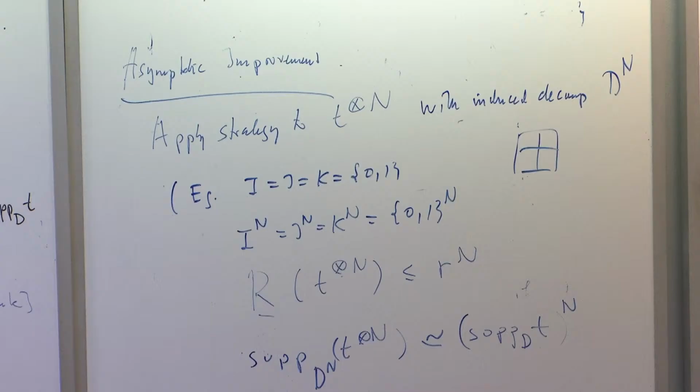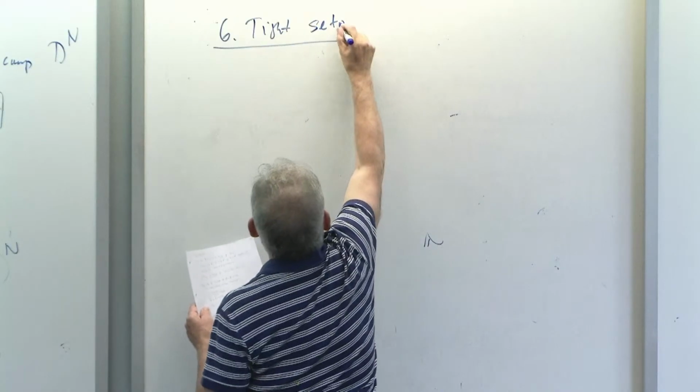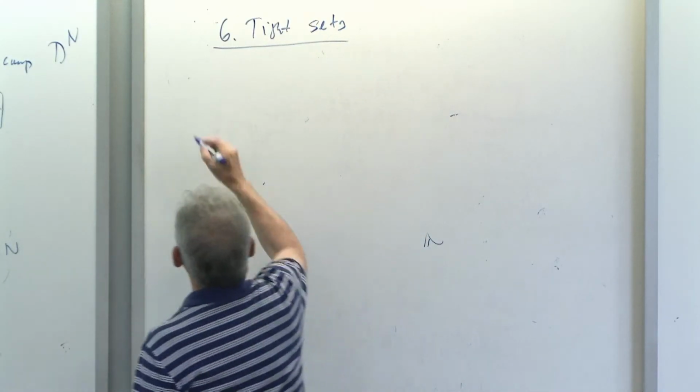Now I'm going to write to you how this is done, and the method goes back to Coppersmith and Winograd. It's really crucial. So I will introduce the notion of a tight set. I think this is 6. Tight sets. Okay. So the definition.